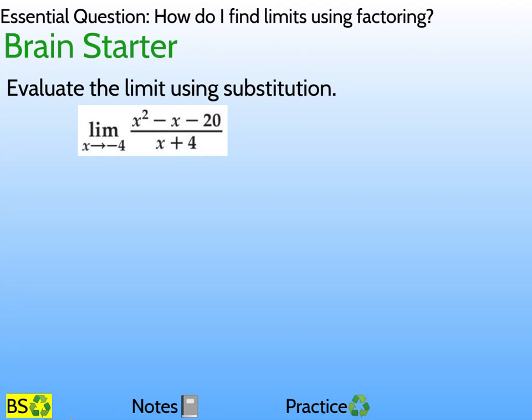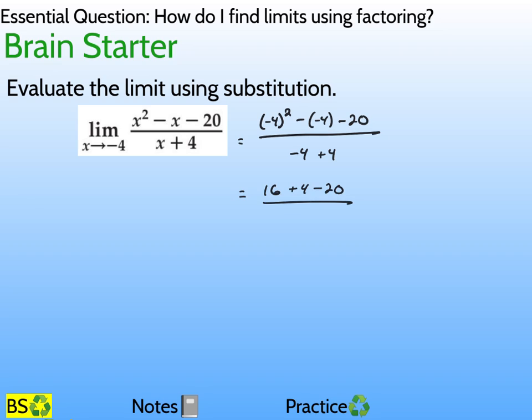Use substitution to figure out what the limit is as x approaches -4. If you plug in -4 to this, you'll end up with -4 squared minus -4 minus 20 on top, divided by -4 plus 4. So on the top, you'll see that it's 16 plus 4 minus 20 over 0. That's already a bit of a problem now, isn't it? But this becomes interesting too, because you actually have 0 over 0. And we'll see how to deal with that in 1 second.